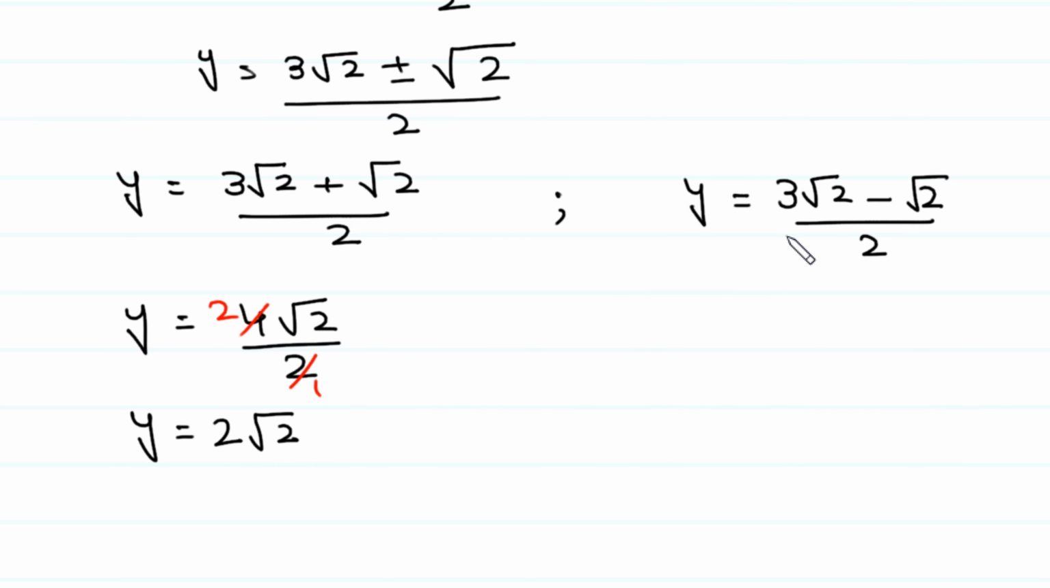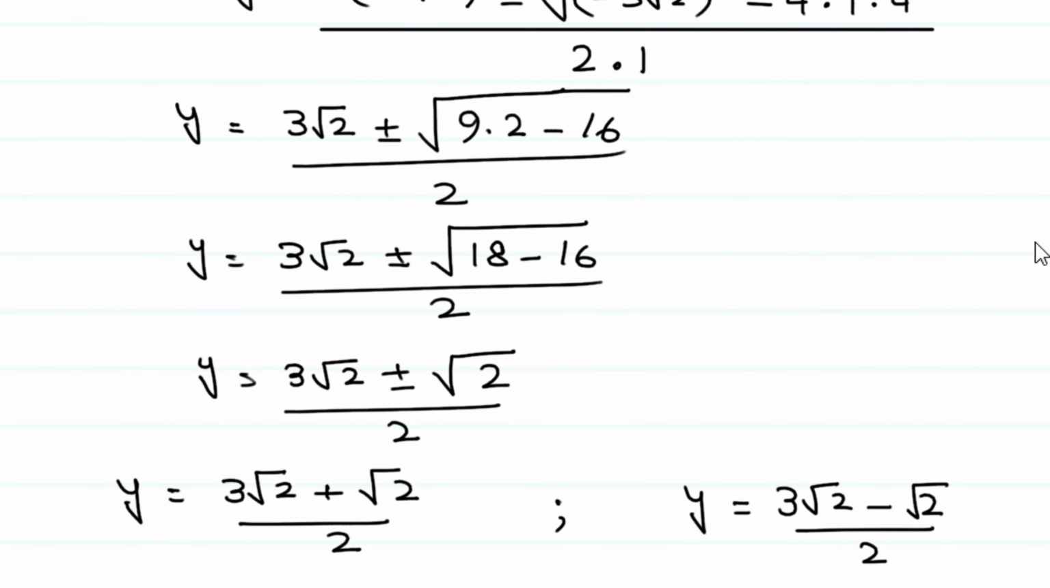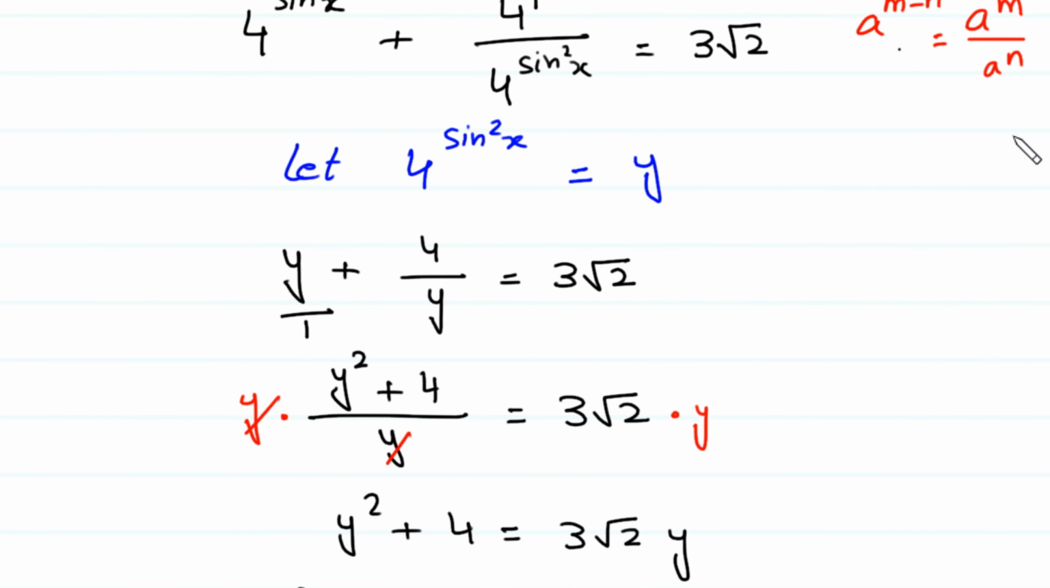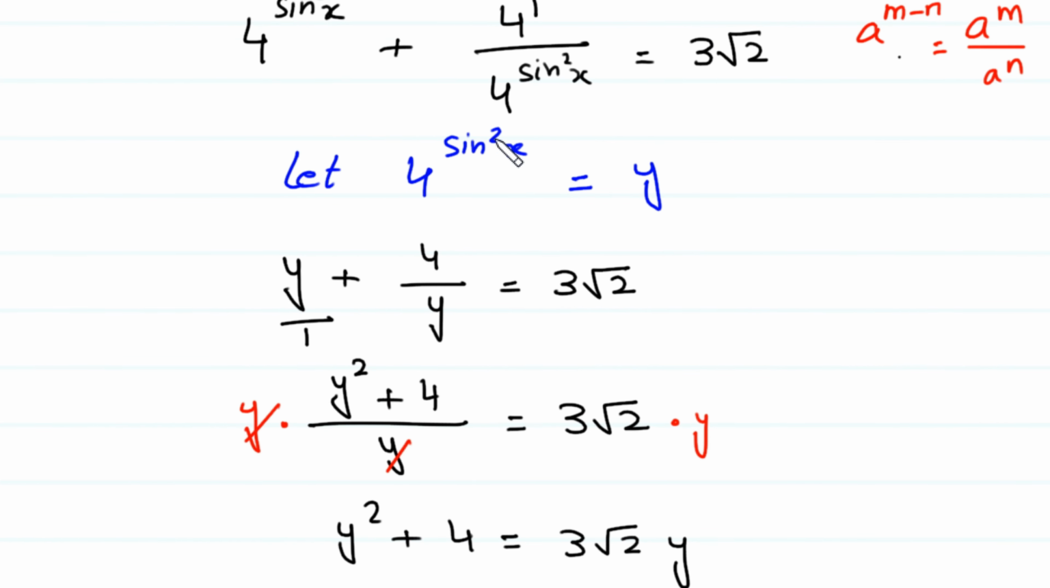Now we solve this one. Y is equal to 3 times square root of 2 minus 1 times square root of 2, 2 times square root of 2 divided by 2. This 2 will be cancelled with this 2, and value of y is equal to square root of 2. Now recall that we have supposed 4 to the power sine square x is equal to y.